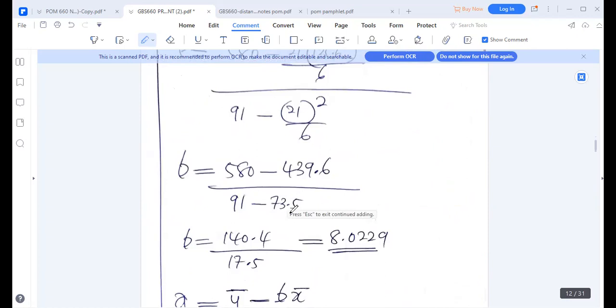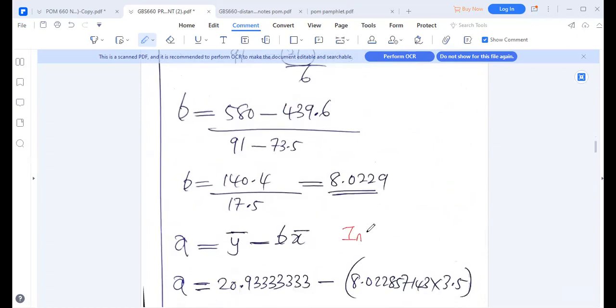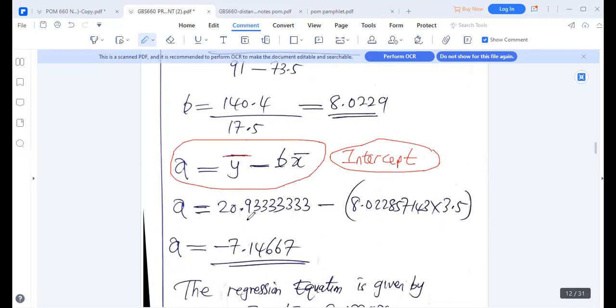We're getting our beta as 8.0229. And then from here, you can get our alpha as the intercept. So our intercept for this one is actually Y bar minus B X bar. So we can substitute here and get the values that we need. So our alpha is 20.9333 minus that. So meaning we are getting this. So from here, our alpha is negative 7.14667. This is just about our alpha that we have gotten.